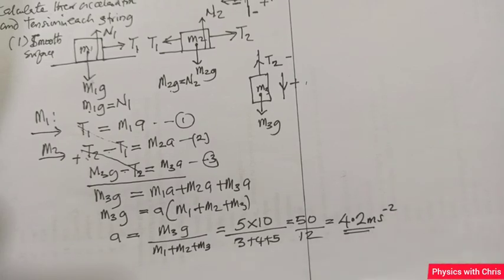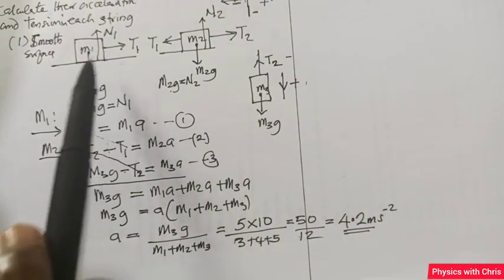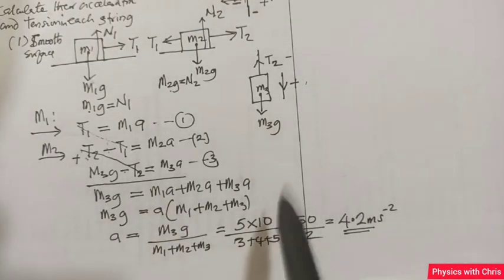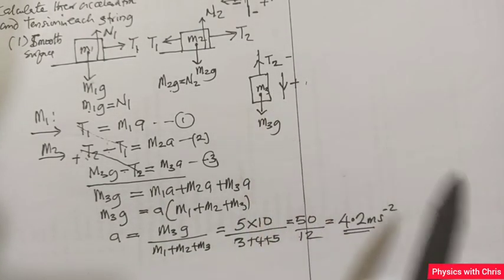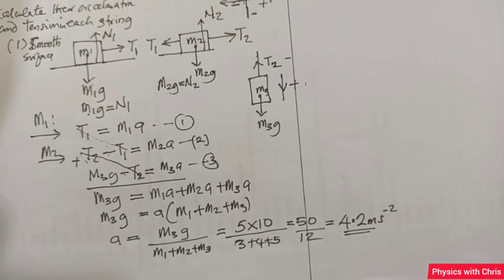So that gives the common acceleration of the three blocks, meaning that M1 moves to the right with an acceleration of 4.2, likewise M2, and then M3 moves vertically downwards with the same common acceleration of 4.2 meters per second squared. Now, how do we find the tension in each string?